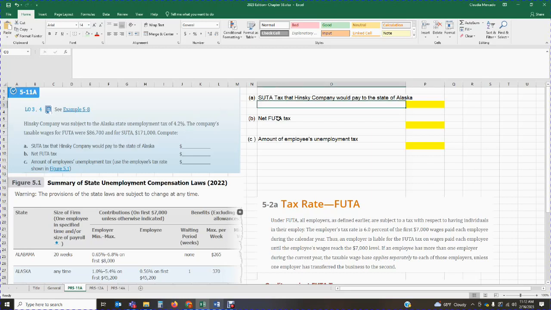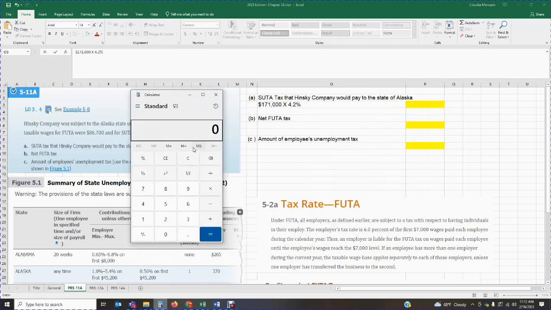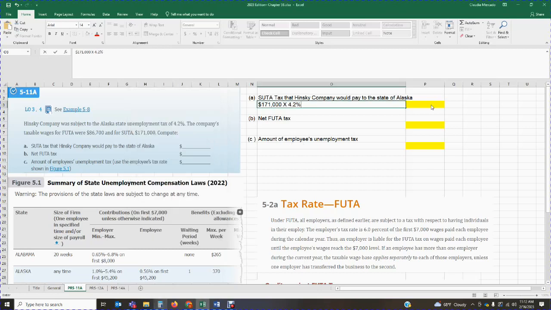This is fairly straightforward to calculate. We know that the taxable wages for SUTA are $171,000, and we know that the rate is 4.2%. That is given to us in the problem. So we're going to take 171,000 times the 4.2%, and that will give me 7,182. That would be my SUTA tax. And remember, SUTA is what is actually used to pay out unemployment benefits in case we lay off any of our employees. So we're putting in 7,182: the taxable earnings times the state unemployment tax rate.